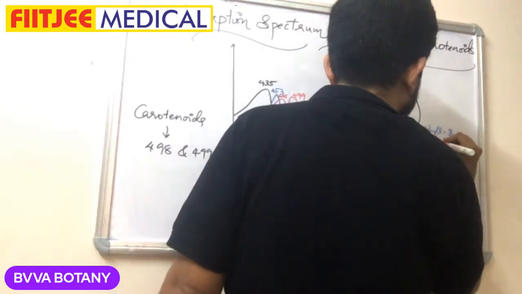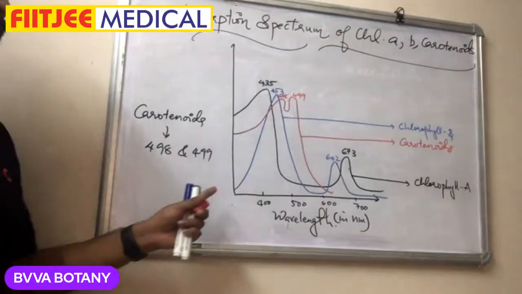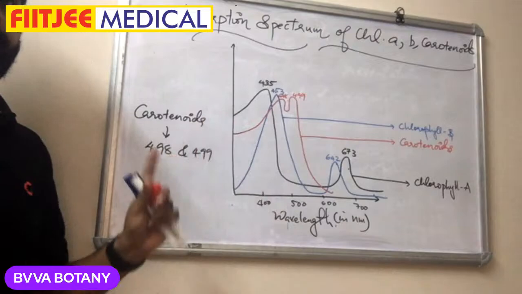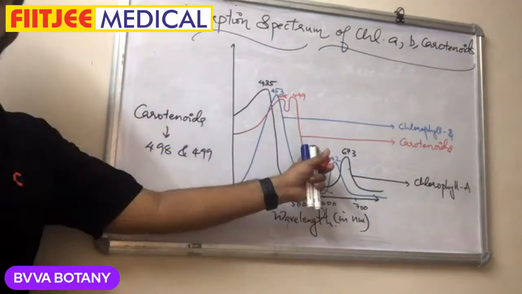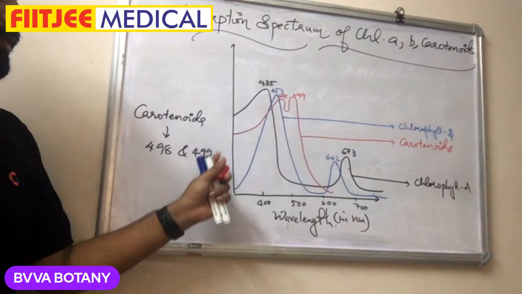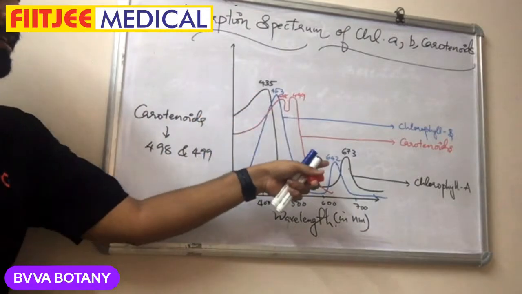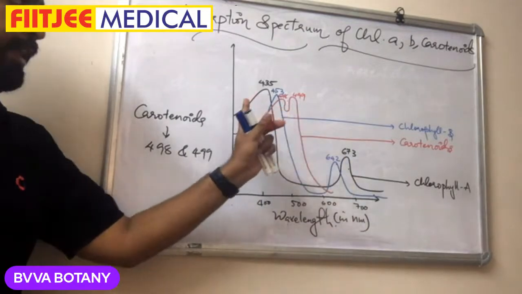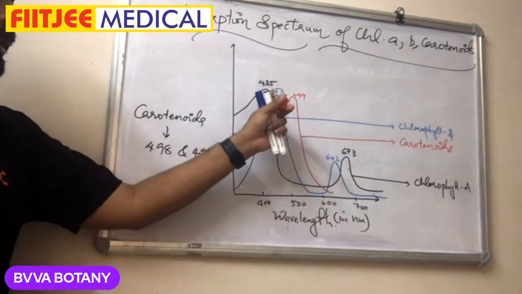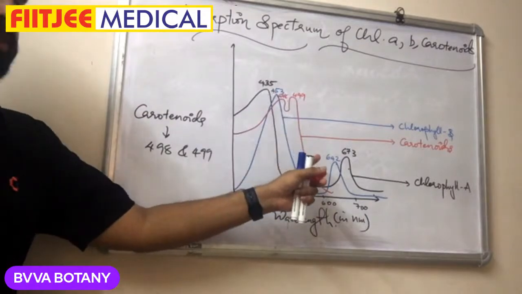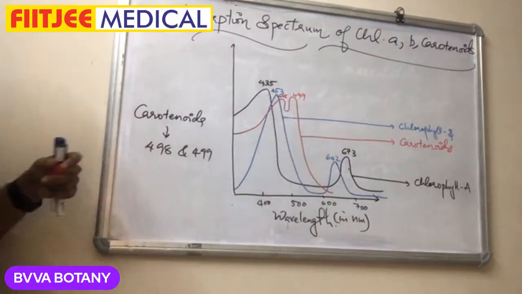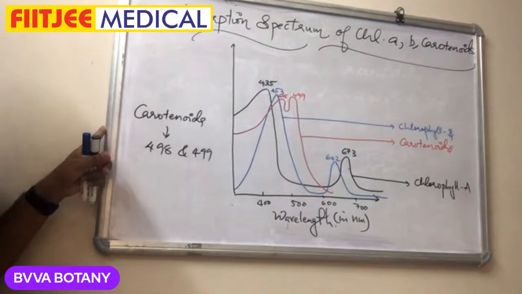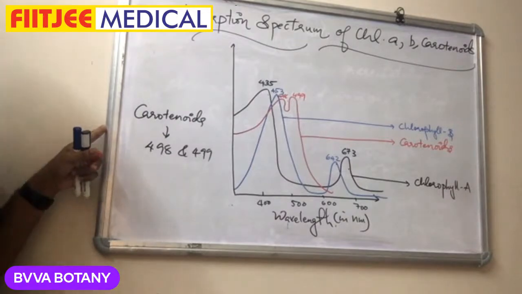So the graph is very important. They can give the graph as such and ask you to label which one corresponds to which pigment. If the absorption maxima are at 435 and 673, it will be chlorophyll A; at 453 and 642, it will be chlorophyll B; and 498 and 499 is for carotenoids. So this is the graph which represents the amount of wavelength of light absorbed by the pigment molecules A, B, and carotenoids. Okay.